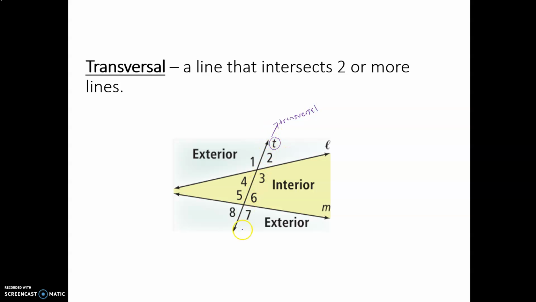So it goes across two or more lines. It could go across two or three. Now we're going to talk about some words here. Interior, so you have your two lines. In between them is considered your interior, and then outside is considered your exterior. So angles 3, 4, 5, and 6 are interior angles. 1, 2, 7, and 8 are exterior.